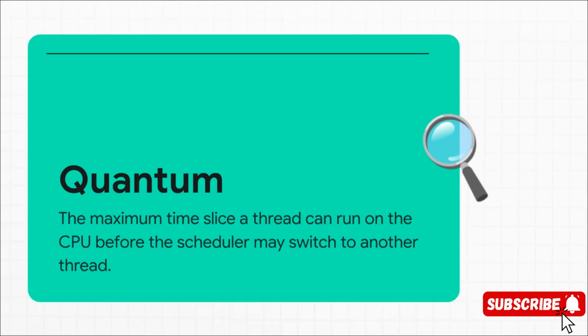So, a quantum is basically a thread's turn on the CPU. It's the scheduler's way of being fair. Even a super high-priority thread only gets to run for a specific time slice. As soon as that time is up, the scheduler yanks it off and takes another look around to see if somebody else should get a turn. This is what prevents any one task from completely taking over your processor.